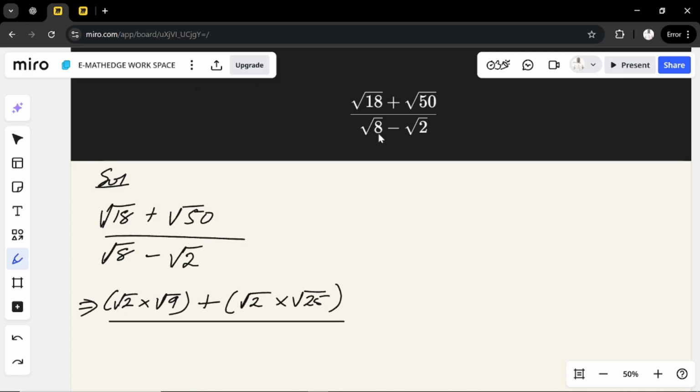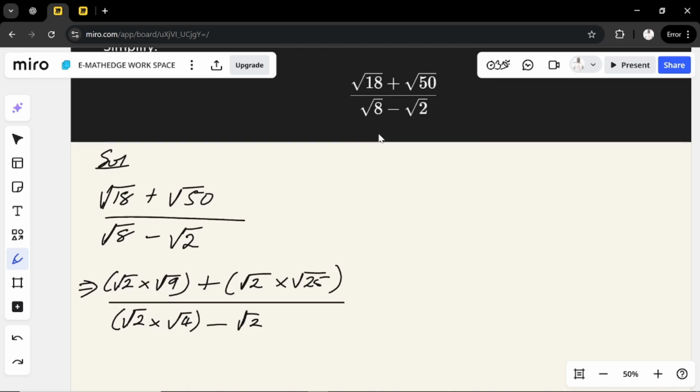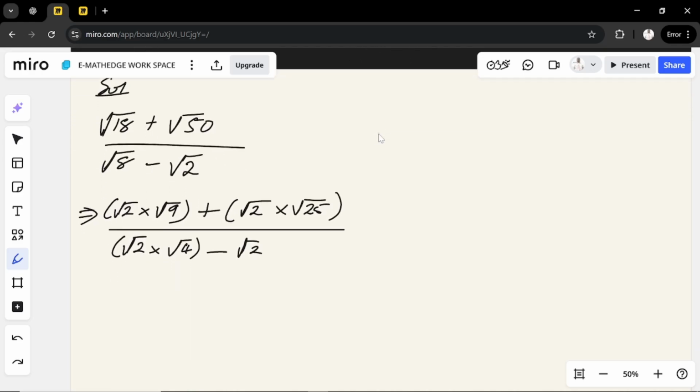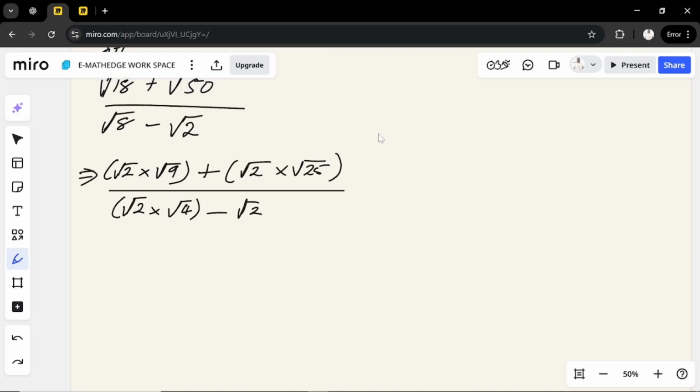So how do we simplify it? We are going to have it to be the root of 2 multiplied by the root of 4, right? Mind you, the root of 2 multiplied by the root of 4 will give us the root of 8, all minus the root of 2, which we have here. Now we've succeeded in breaking these complex or big surds into simpler forms. So the next thing we are going to do is to simplify further. And how do we simplify further?